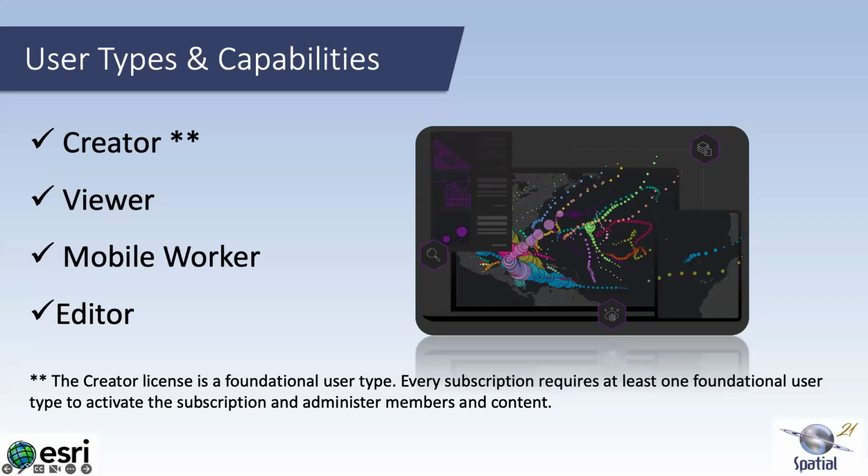So if you are starting your organization from ground zero, you must have a foundational user type. All the licenses within ArcGIS Pro are foundational user types. However, within the ArcGIS Online space, the creator is your foundational user type. So every subscription, every organization that you create, will require at least one foundational user type to activate the subscription and administer members and content. So you must have an administrator that's using your creator user type, right? Of all these 4 licenses shown here, it is the most powerful one.